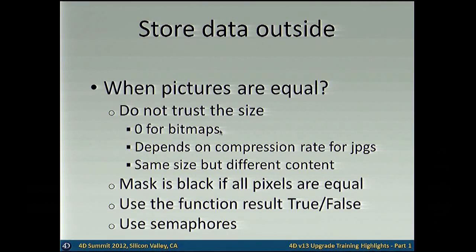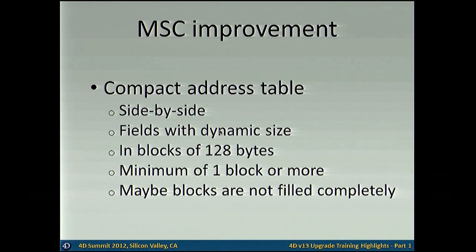Equal pictures returns a function result, true or false. And rely on, trust, the function results. If it returns true, the pictures are equal, you do not have to reload it. If it is false, they are not equal, you have to reload it, or use any other conflict management. And again, use semaphores.